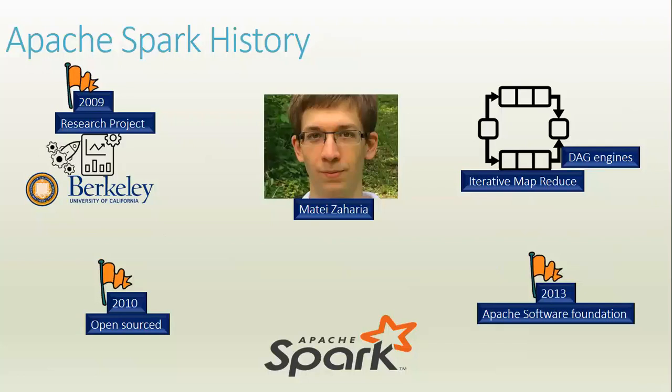Spark was started in the year 2009 as a research project at the University of California, Berkeley. And it was started by Matei Zaharia to overcome the shortcomings of iterative MapReduce and data engines. And this is what helped it to also become open source in the year 2010. And as the developer community increased, it was added to the Apache Software Foundation in the year 2013.